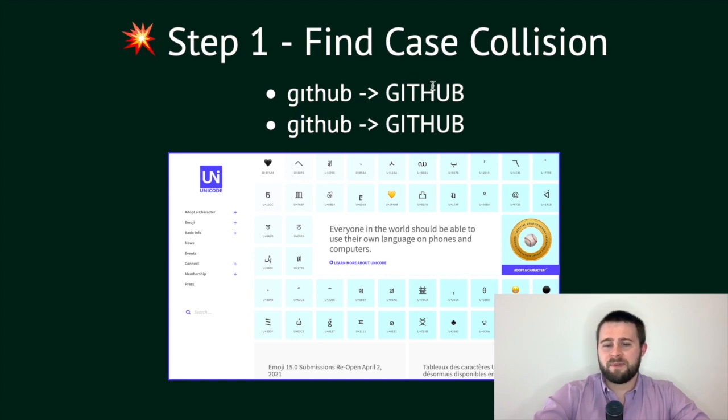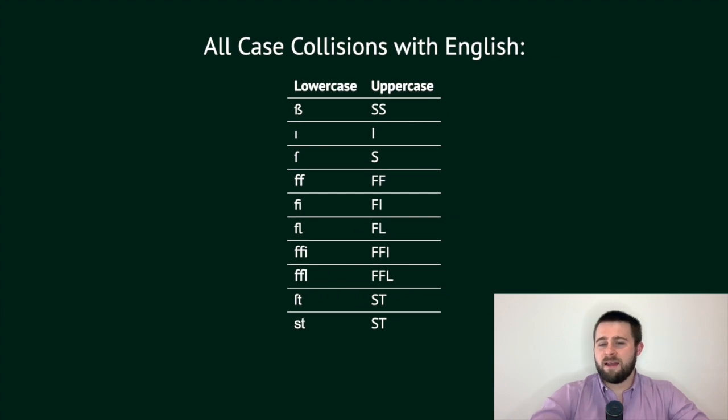Both these strings map to the same uppercase string. So there's some potential for confusion there, especially if the code we're investigating does a case-insensitive comparison and performs that by uppercasing the two strings that it's comparing. In English, there aren't that many case collisions. This is thought to be an exhaustive list of all of the ligatures and letters in Unicode that would collide with some English letters. But we can see there's quite a few combinations still.